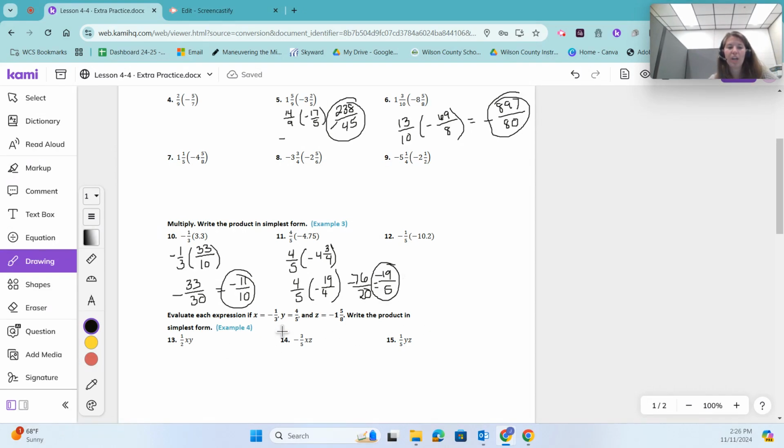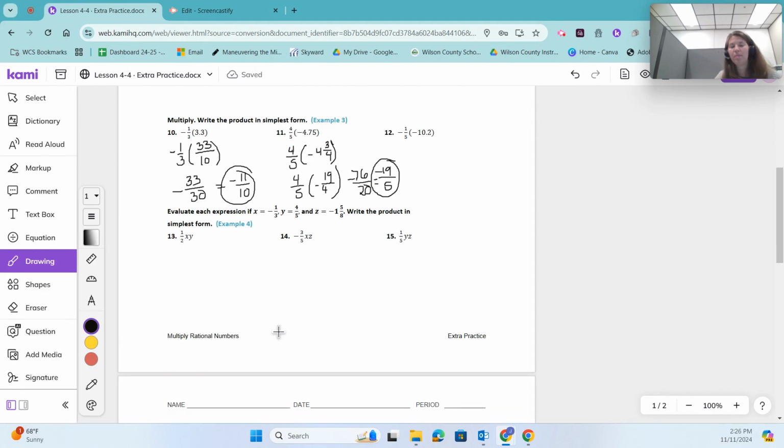In the last one, we are evaluating. So we are substituting the values they give us for each of the variables into the problem. So we have 1/2 times x, and x is negative 1/3, so negative 1/3 times y, and y is positive 4/5. And notice I'm writing them in parentheses. That will show the separation between them and easily show the multiplication so you don't mix up your dots and your negatives and all that. So parentheses are helpful for that.